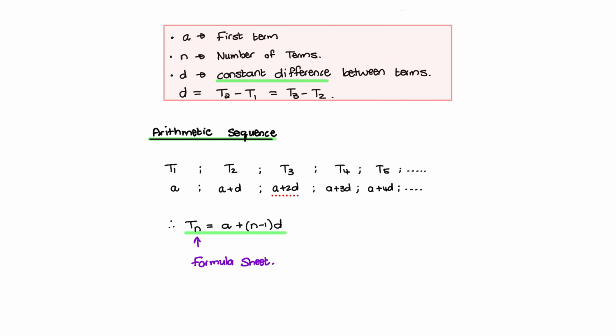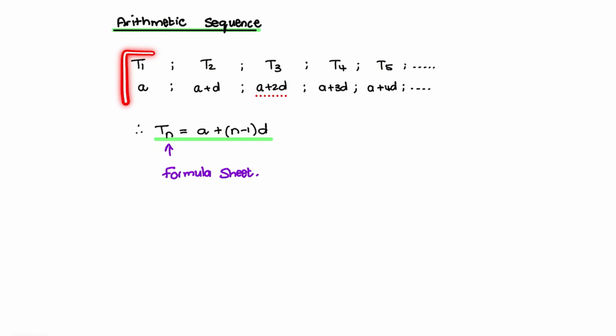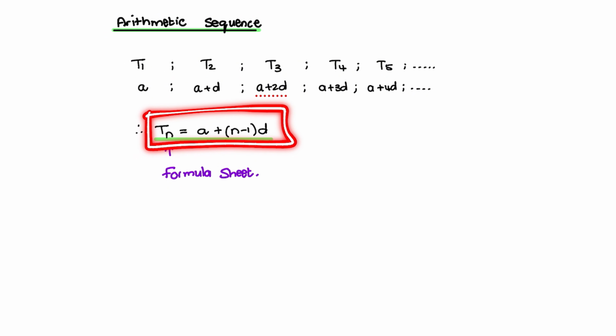But let us focus a little bit on notation. So in the arithmetic sequence, T1 represents the first term in the pattern. Term 2 is the second term. Term 3, the third term, and so on. Now notice what I did here. I have term 1 is equal to A. So A in our formula for the arithmetic sequence represents the first term in the number pattern. The formula for this pattern is available on the formula sheet.